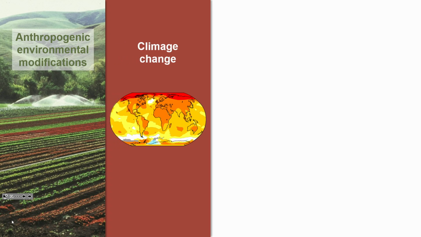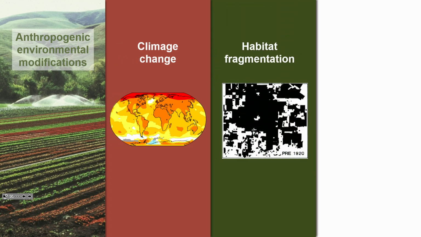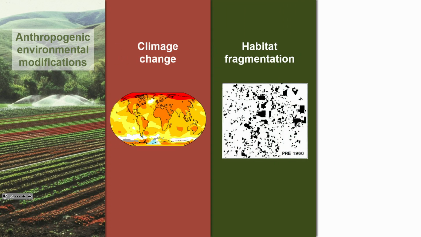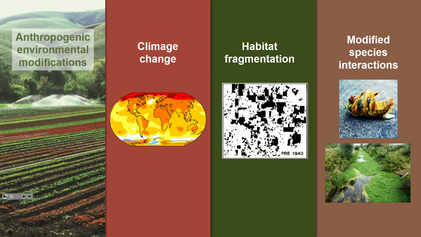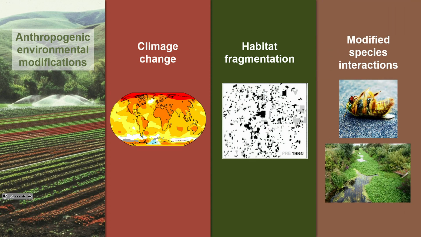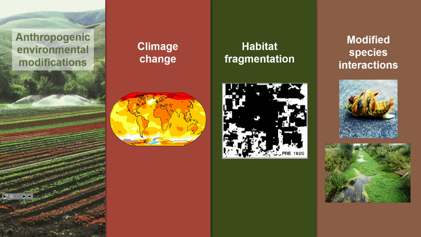And today's plants face the added challenge of having to adapt to anthropogenic environmental modifications. You all know about climate change, about habitat fragmentation and degradation, and all kinds of modified species interactions, among which declining pollinators and the introduction of new invasive species on a regular basis.